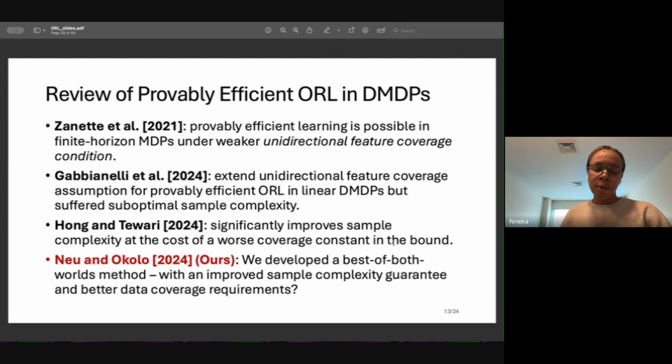So what is left, or what we feel was left when we came up with this work, was how do we get the best of both worlds? That's the best of these two papers. So basically developing a method that has an improved sample complexity guarantee, similar to what Hong and Tewari provided, but with better data coverage requirements, and of course without this worse coverage constant in the bound.